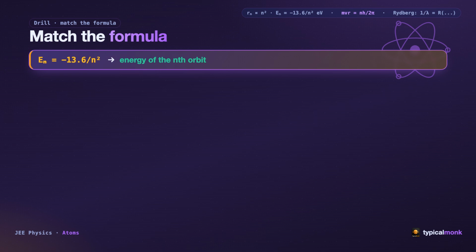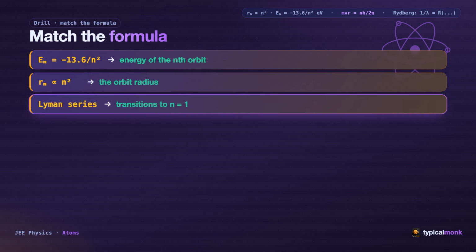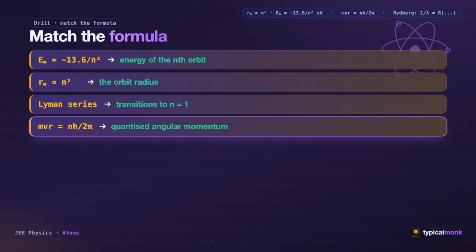Now match each formula to its meaning. En equals minus 13.6 over n squared goes to the energy of the nth orbit. Rn proportional to n squared goes to the orbit radius. The Lyman series goes to transitions to n equals 1. And mvr equals nh over 2 pi goes to the quantized angular momentum. Four pairs, each worth memorizing.